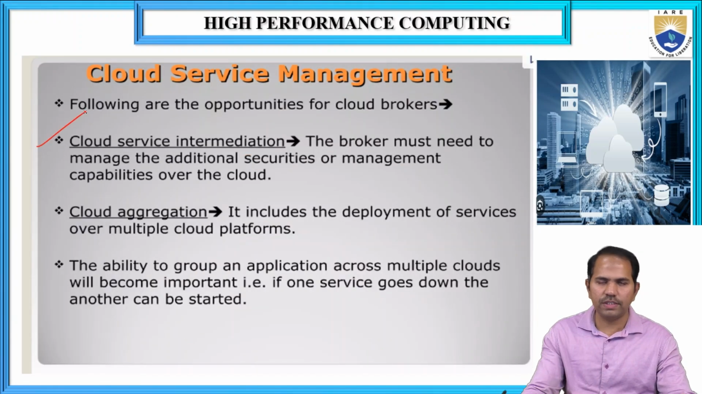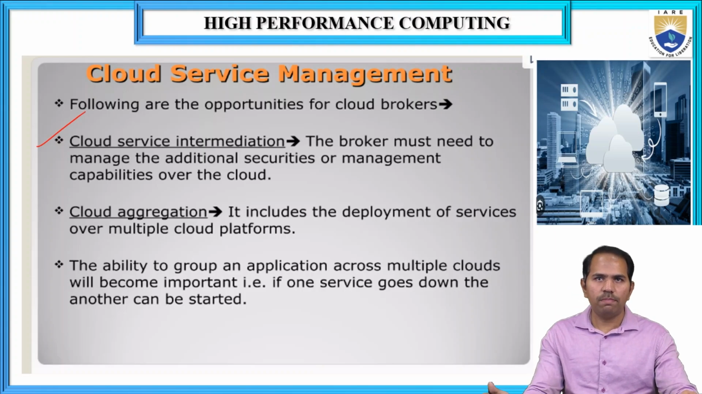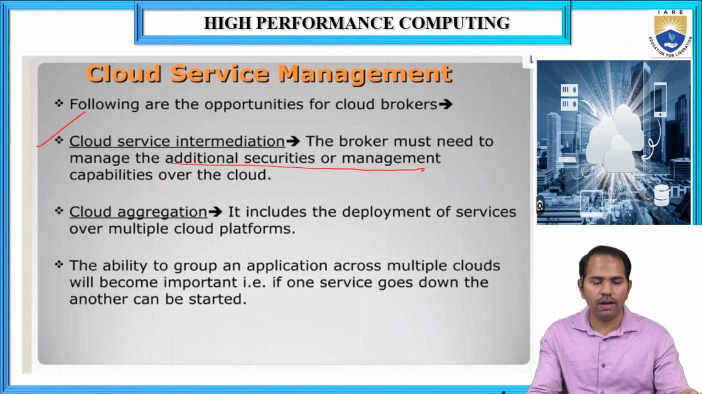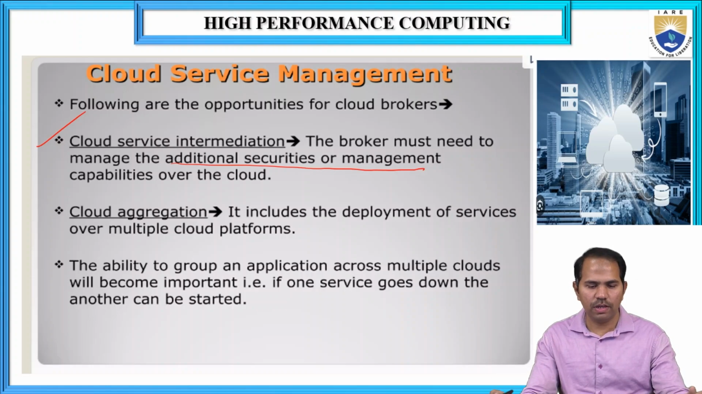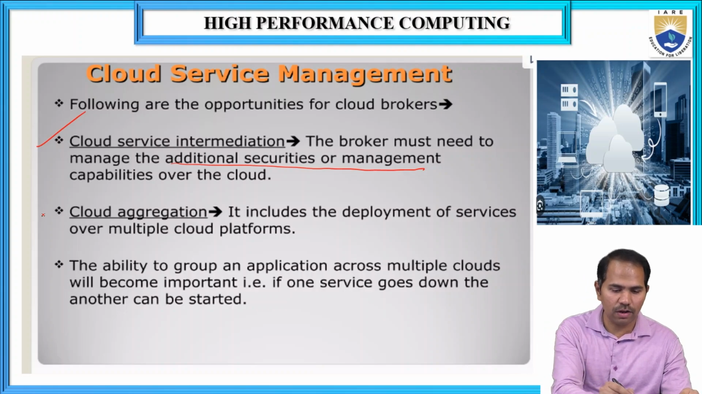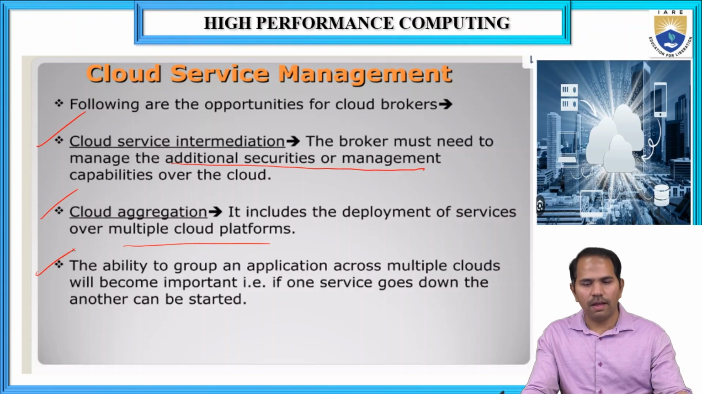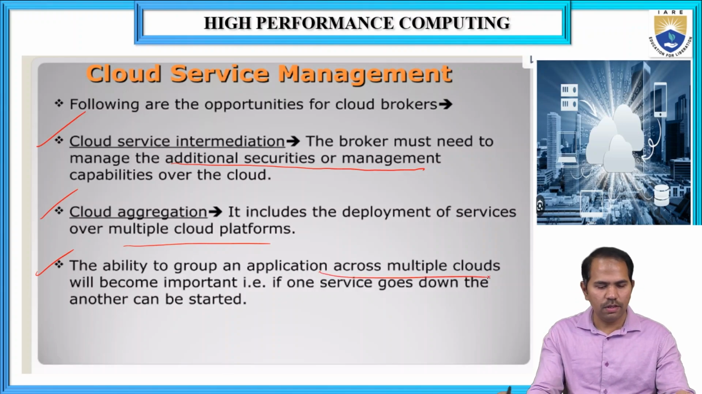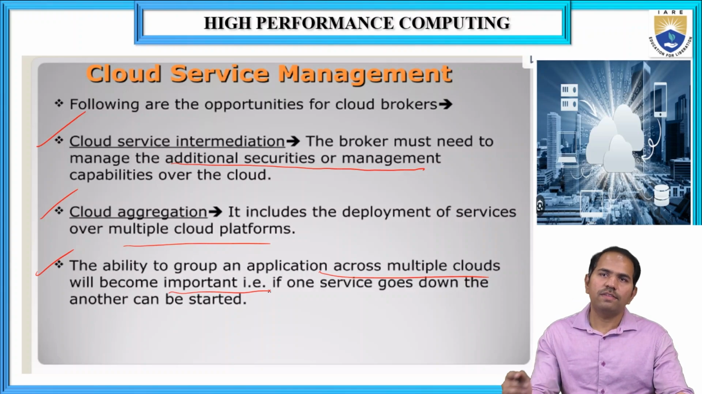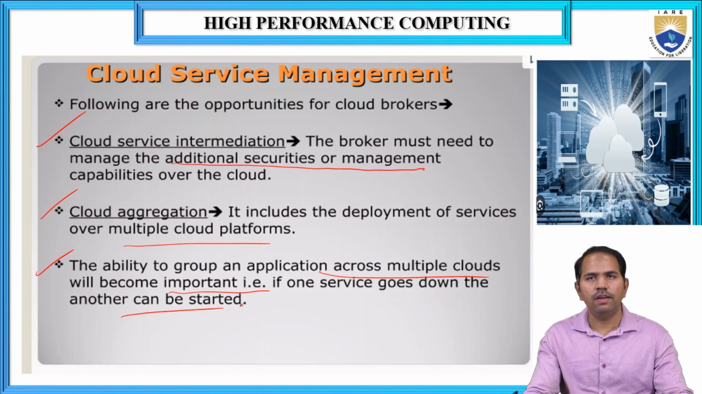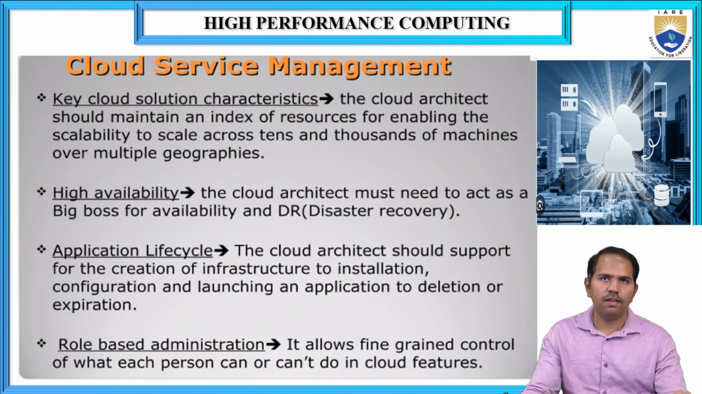So the first thing is cloud service intermediation. The broker needs to manage the additional security and management capabilities over the cloud. The second thing is cloud aggregation. It includes the deployment of services over multiple cloud platforms. And the third thing is that the ability to group an application across multiple clouds will become important. That is, if one service goes down, then another can be started. In case of the failure of any service, immediately a different service will be started.